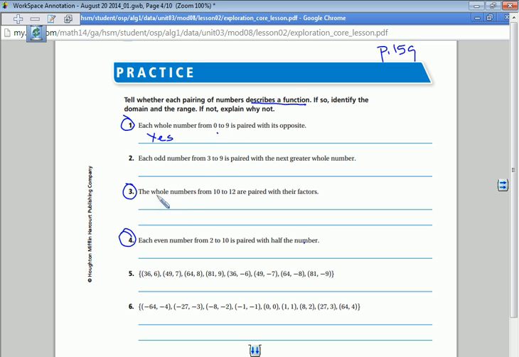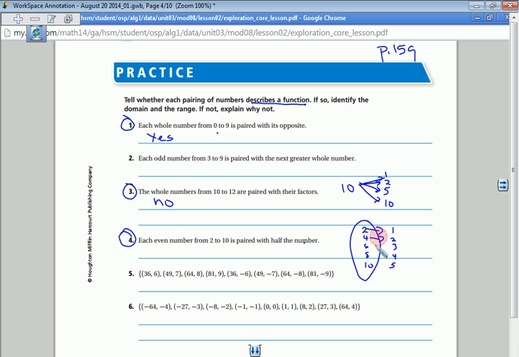Okay. Alright, this one, whole numbers 10 to 12 paired with their factors. So let's think about what are the factors of 10. 1 is a factor of 10. 5 and 2. 5 and 2 are factors of 10. And so if I broke 10 down, these are its factors. Definitely no. Okay, and even numbers 2 to 10 paired with half their number. So 2, 4, 6, 8, 10 paired with half. 1, 2, 3, 4, 5.